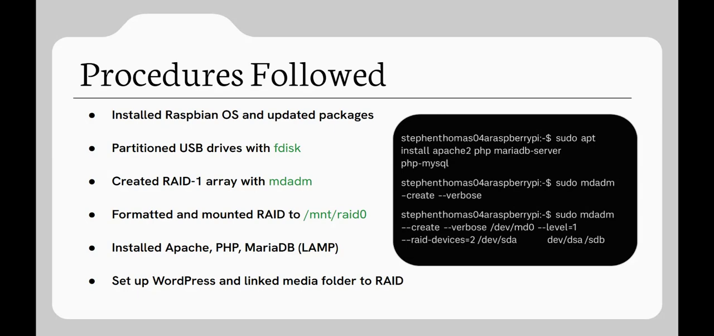I then proceeded to install the LAMP stack with Apache, MariaDB, and PHP using apt. I hardened the MariaDB installation by running the secure setup script. I then downloaded WordPress, extracted it, and configured the wp-config.php file to connect to the database. And then to integrate the RAID, I moved the entire wp-content directory, which stores uploads, themes, and plugins, onto the RAID volume.